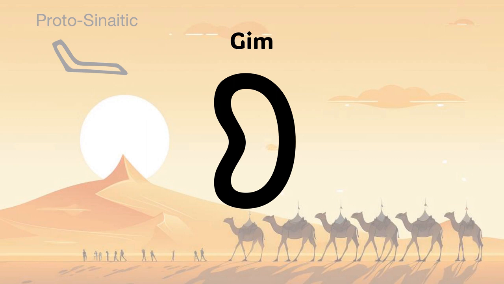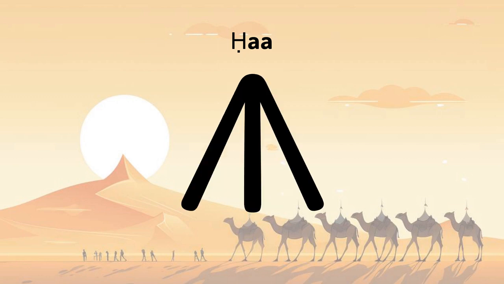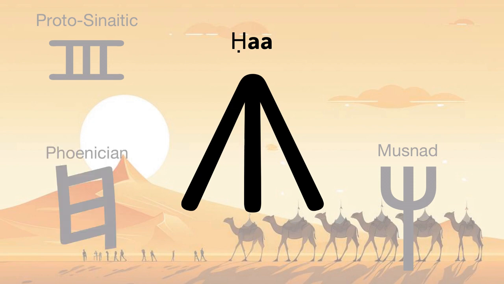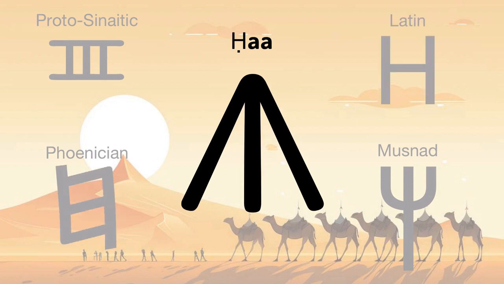Our next letter is ح. The Dadanitic form of ح is probably derived from the Proto-Sinaitic pictograph that is commonly thought to be a fence. But in Dadanitic the 3 pales of the fence meet together at a single point. This is similar to the Musnad form where they meet together like a trident. The Phoenician form likewise has 3 pales. But by the time it reaches Latin it's reduced to just 1.